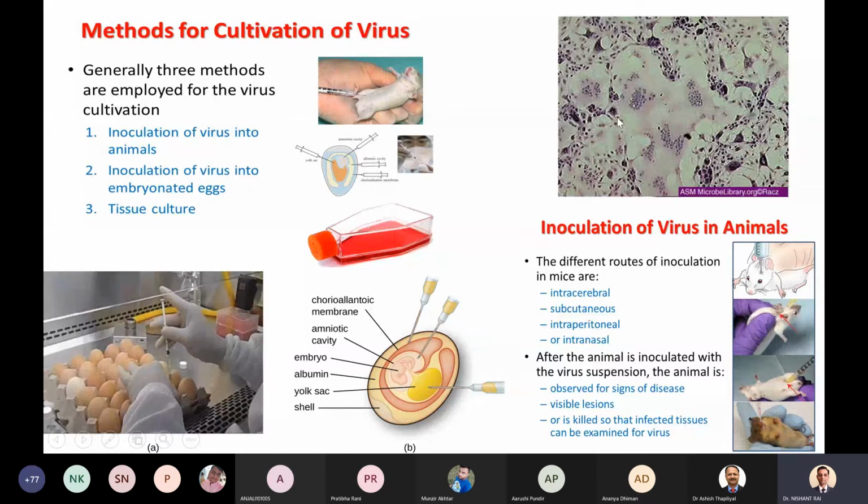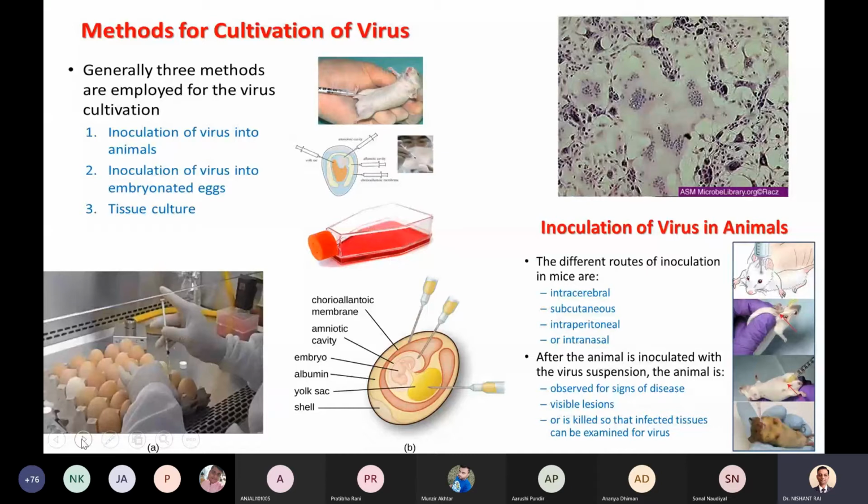But when you infect with the virus, you will find clear zones or areas, and you will observe different changes in the morphology of the cells, which we call the cytopathic effect or CPE. So for information, these methods are very commonly used for the cultivation of viruses in the laboratory.